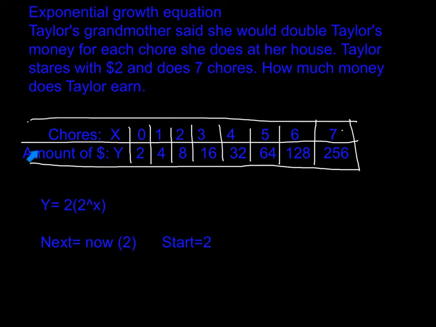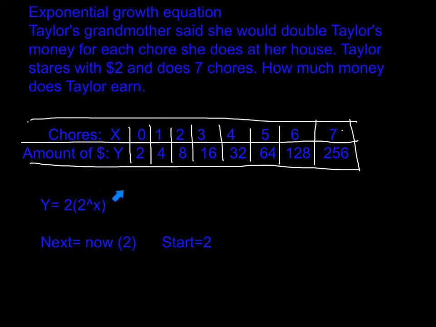So here we have chores as x and amount of money as y. We have 1 through 7 for x, and our starting point is 2 for y, and we go on to 7 in our table. Our next-now equation is next equals now times 2, and our start is 2, because we multiply by 2 to get to the next number, and we start with 2. Then our equation is y equals 2 times 2 to the x.